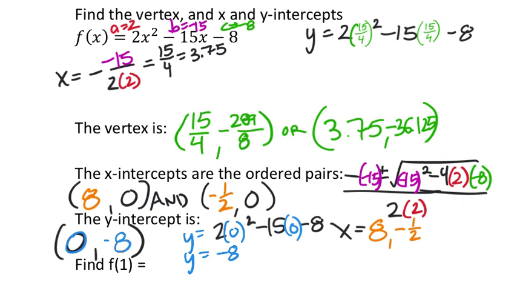Now I'm going to do the same thing, but in the bottom here saying f of 1, which maybe I should have given myself more space. That would have been 2x squared minus 15 times x minus 8. But now my x is 1. So 2 times 1 squared minus 15 times 1 minus 8. And negative 21. There it is.